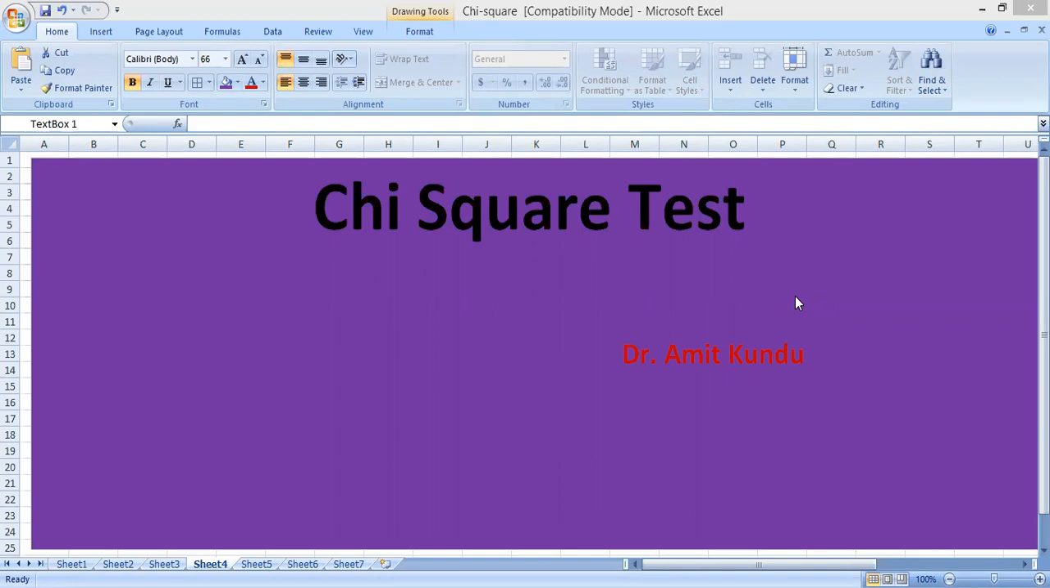Each specific chi-square distribution depends on its degrees of freedom. There is a chi-square distribution with 1 degree of freedom, there is a chi-square distribution with 2 degrees of freedom, there is a chi-square distribution with 5 degrees of freedom, and so on. And if you would like to have some understanding of this concept, you can go to the other videos of mine and clarify your concept.